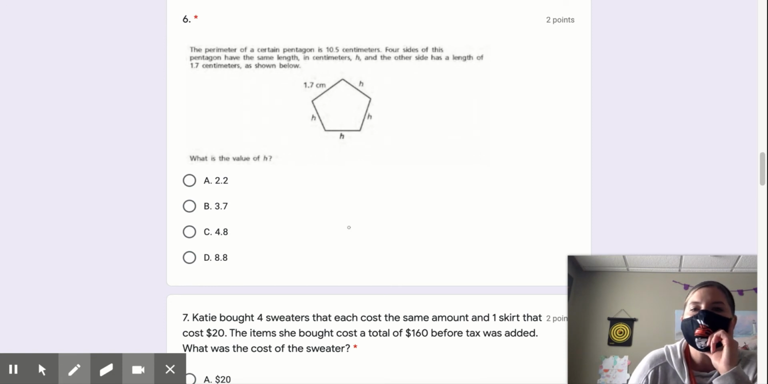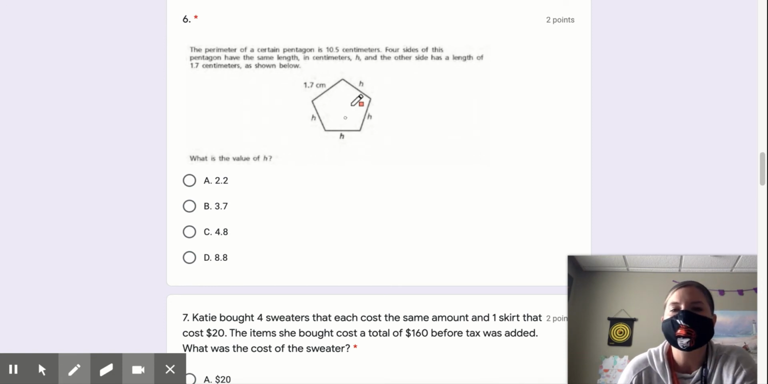The perimeter of a certain pentagon is 10.5 centimeters. 4 sides of this pentagon have the same length, H, in centimeters. And the other side has a length of 1.7 centimeters as shown below. What is the value of H? Well, remember, your total is going to equal 10.5.